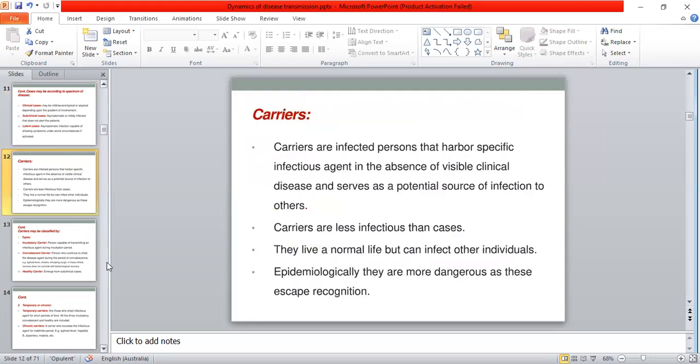Carriers. Carriers are infected persons that harbor specific infectious agents in the absence of visible clinical disease and serve as a potential source of infection to others. Carriers are less infectious than cases. They live a normal life but can infect other individuals. Epidemiologically, they are more dangerous as they escape recognition.